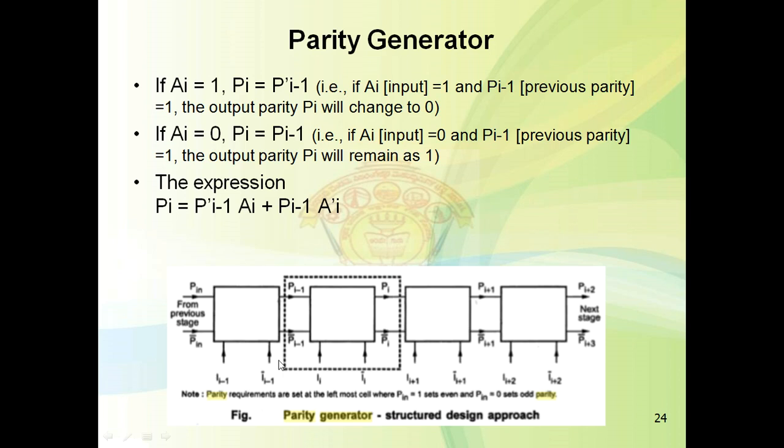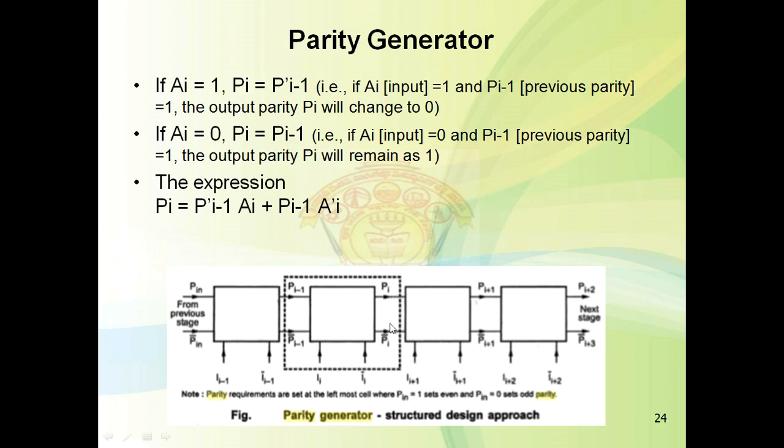So for n number of data, this is the ith block, so the ith bit is there. This is the ith bit input, and the previous parity is P(i-1) and P(i-1) bar. So these are the two inputs, the previous parity and the current data, and according to that we have to decide what will be the current parity. Pi is the parity of the ith bit.